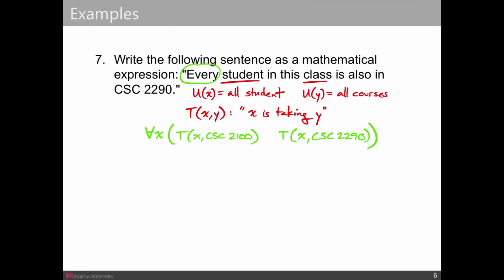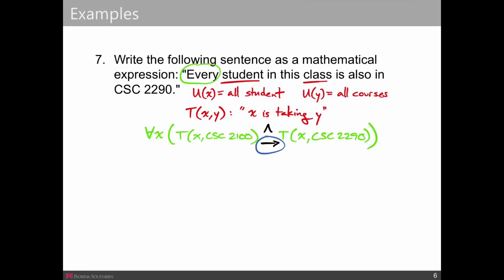Should it be a conjunction or a conditional? Pause the video to consider which of these two options is more accurate. If you chose the conditional, you are correct. Let me explain why that is briefly.